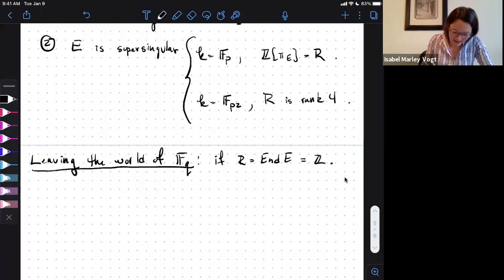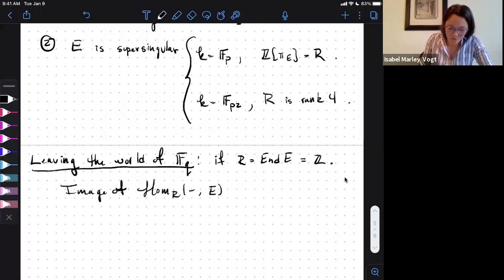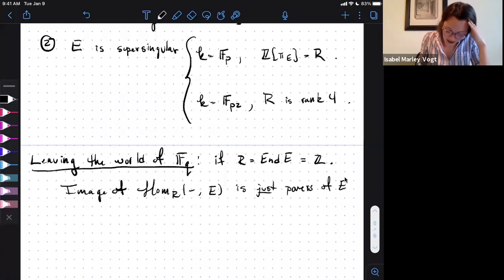So in that case, the image of this functor, Hom from R into E, well, all of the torsion-free finitely presented R modules are just Z to the R. And we know where Z goes, it goes to E. Z to the R just goes to an abelian variety isomorphic to E to the R. So the image of this is just powers of our elliptic curve E.